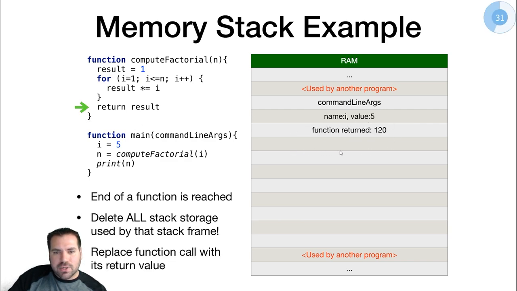The whole stack frame is destroyed. Anything declared inside of that function is destroyed. So result, I was already gone, n, those are destroyed once we hit a return statement, and then that block resolves to that value that was returned.